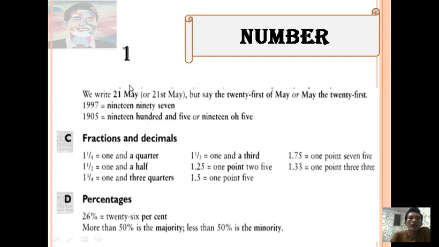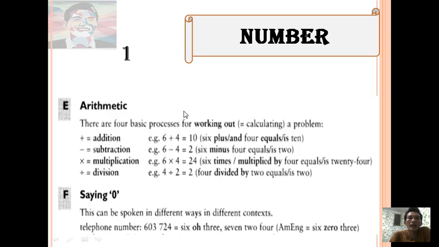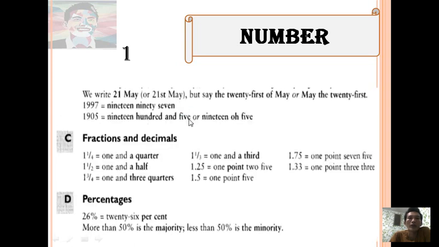And also here, when you write 21 May or 21st May, but when you say the 21st of May or May the 21st. And for the year, 1997, 1905 or 1905.